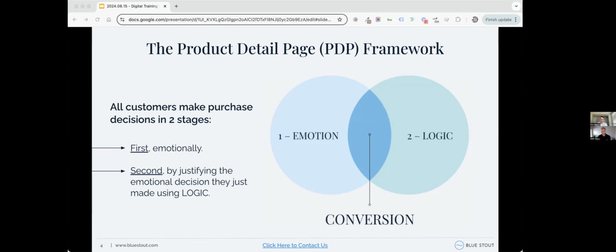And at the end of the day, what it means is that all consumers, no matter what they're buying, and whether you realize it as a buyer or not, you are also going through this process. But you make purchase decisions in what is essentially two very distinct stages.